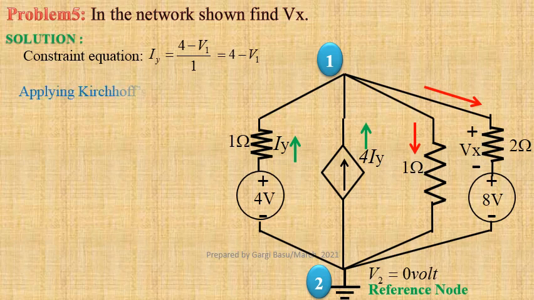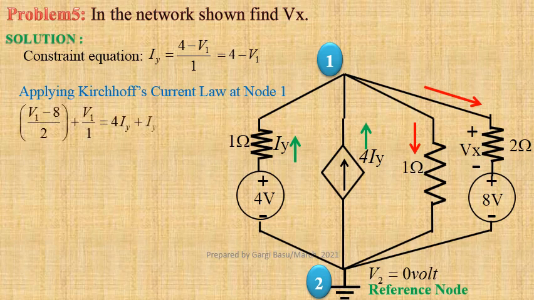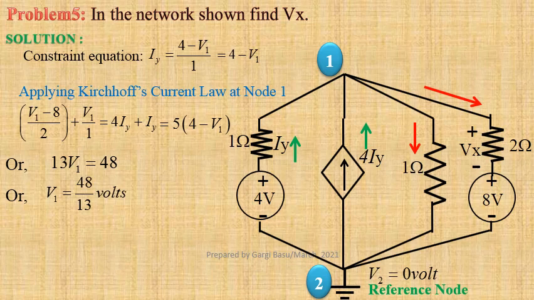Applying Kirchhoff's current law at node 1, we get (V1 minus 8) divided by 2 plus V1 by 1 equals 4 times Iy plus Iy. Using expression for Iy, we get 5 times (4 minus V1). By rearranging this equation, we get 13V1 equals 48, or V1 equals 48 by 13 volts.